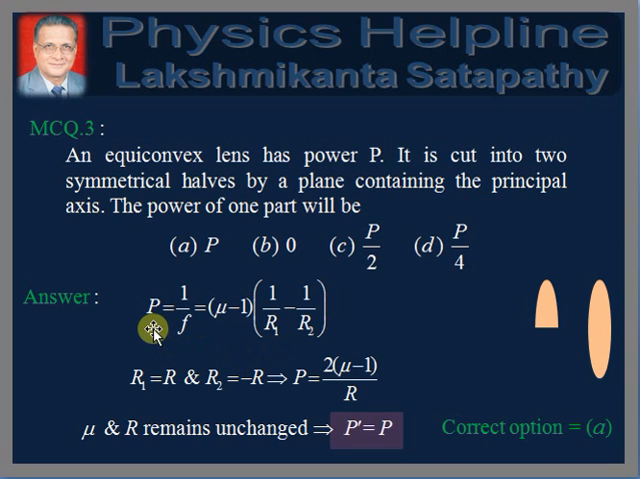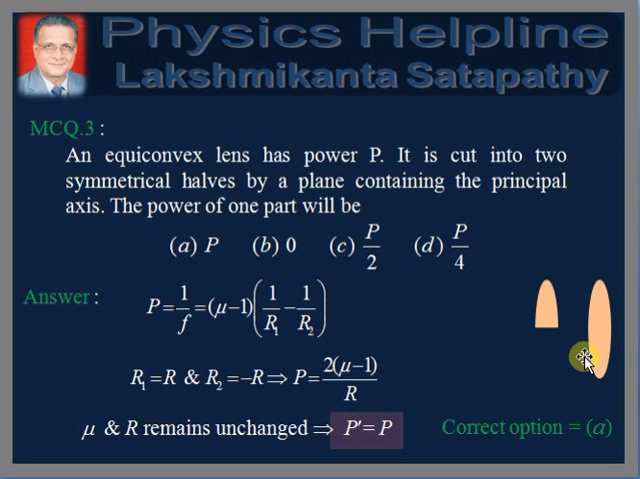Now power of a lens is given by P is equal to 1 by f, which is equal to mu minus 1 into 1 by R1 minus 1 by R2. Now, because it is an equiconvex lens, R1 is equal to R and R2 is equal to minus R. So we get P is equal to mu minus 1 into 1 by R plus 1 by R, which is equal to 2 by R, multiplied by mu minus 1, which gives P is equal to 2 into mu minus 1 divided by R.